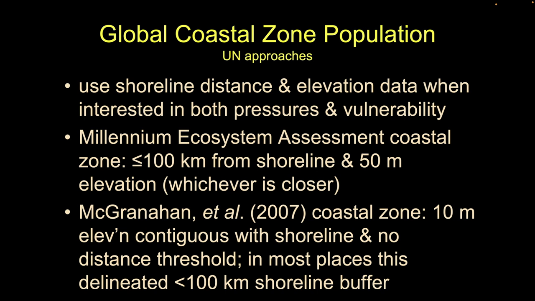Which was a big effort by the UN to try to get a handle on things like sustainability and environmental justice and development, all this kind of stuff. This is the first big UN effort to do this at a global scale. They used 100 kilometers as the linear distance in and 50 meter elevation to define what they call the terrestrial coastal zone. And that's how they counted how many people are there and that kind of stuff.